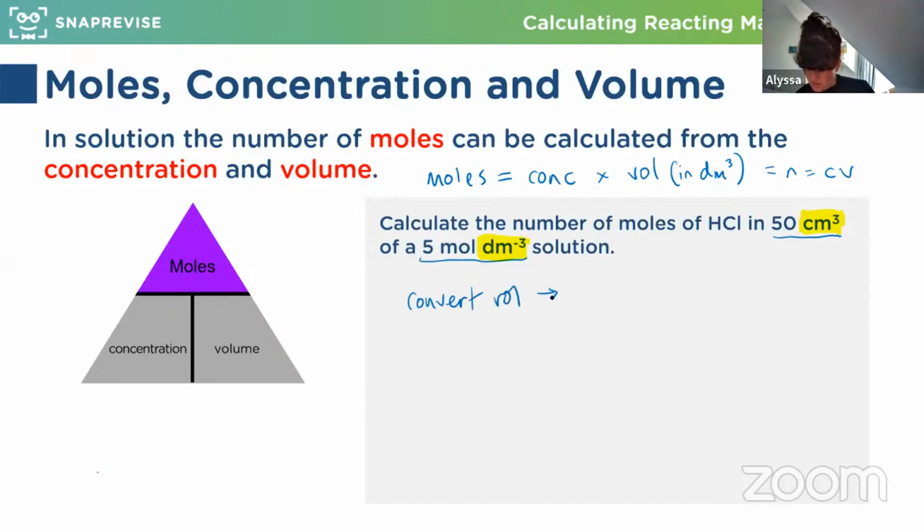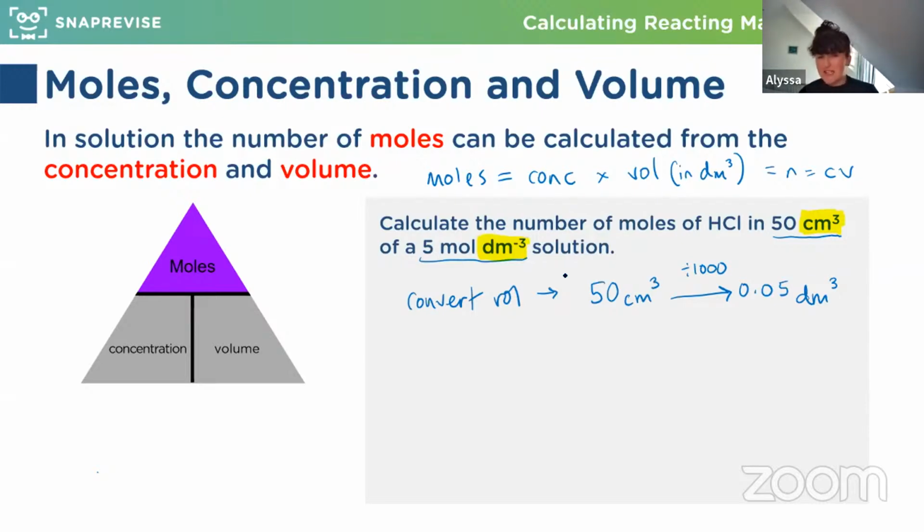So we've got 50 centimeters cubed. Before we look, how do we convert decimeters to centimeters? It was times 1,000. So to go the other way, centimeters cubed to decimeters cubed, we need to divide by 1,000. So that means we should have 0.05 decimeters cubed. Yep, just checking that one.